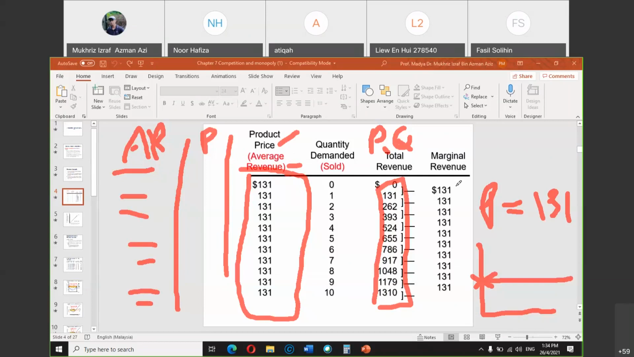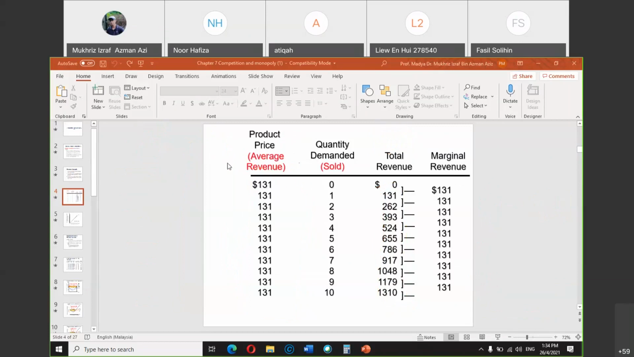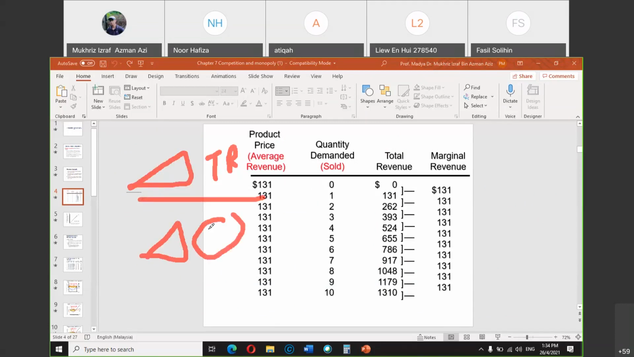That's why here they combine the price and the average revenue into one column. How about marginal revenue? The formula is the change in total revenue divided by the change in quantity sold. First you refer to the TR: 131 minus 0, divided by the change in quantity, 1 minus 0. When you do the same process, change in TR divided by change in quantity, MR will also be equal to the price.